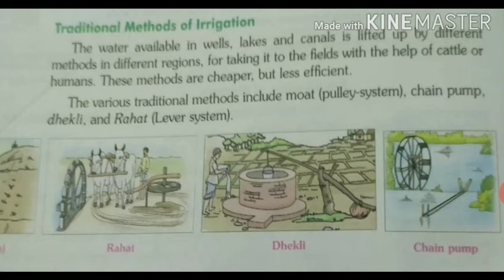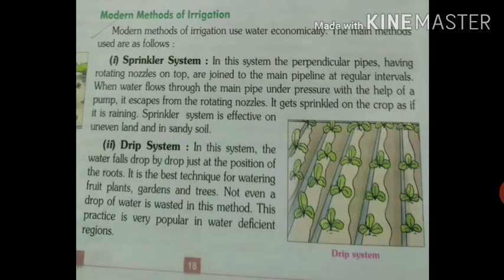Okay, so by the help of different methods, farmers can lift this water by the help of cattle. It means by animals or humans. So these methods are cheaper, but these are not very efficient in the field of irrigation. So we should see which method is very efficient. So for that we have modern methods of irrigation. So what are the modern methods of irrigation?